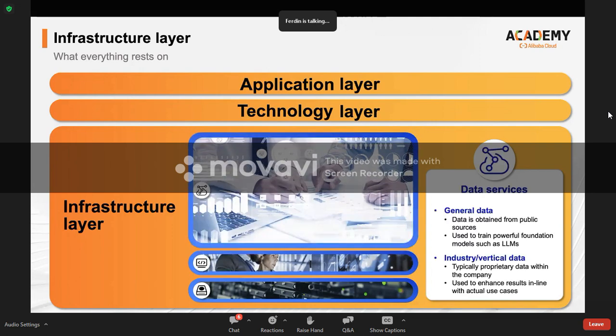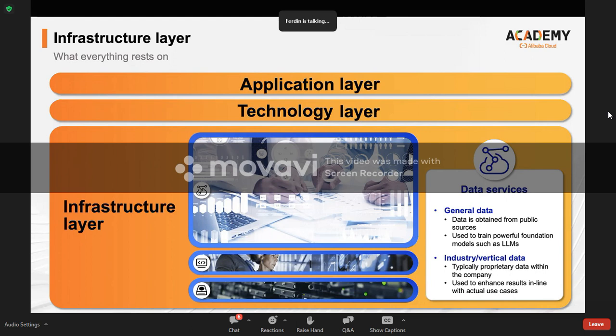And then we have the data services, like the various data which we use to train the AI models. This data can be obtained from various public sources also, like the government portals, and some common data portals like Kaggle and so many others. Some are available in Mendeley also, and they are used to train powerful models like LLMs.